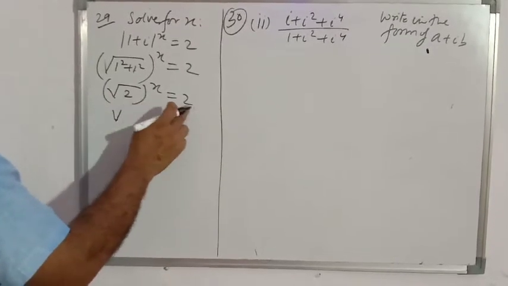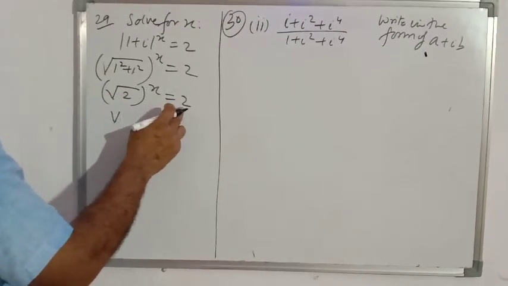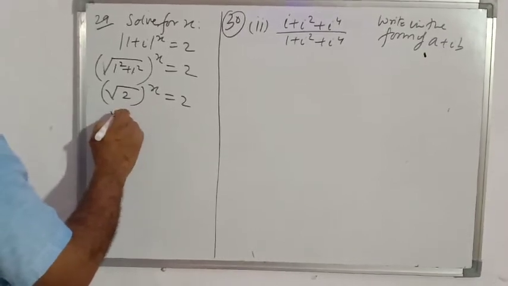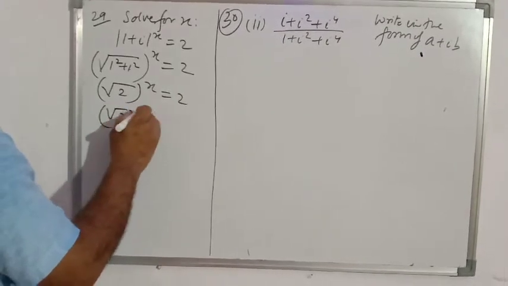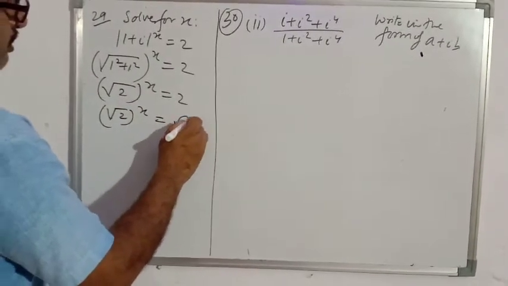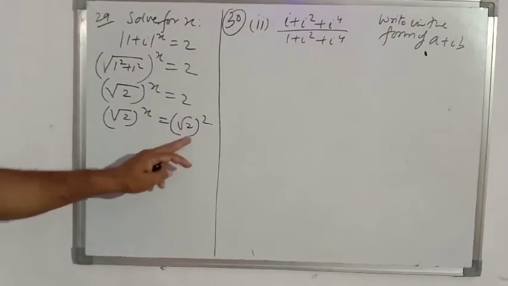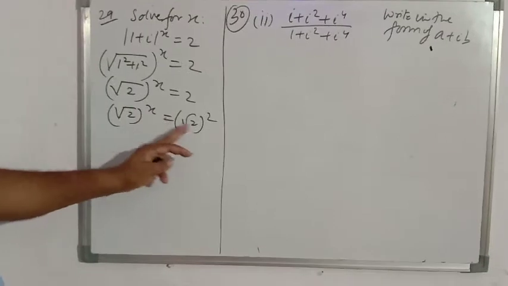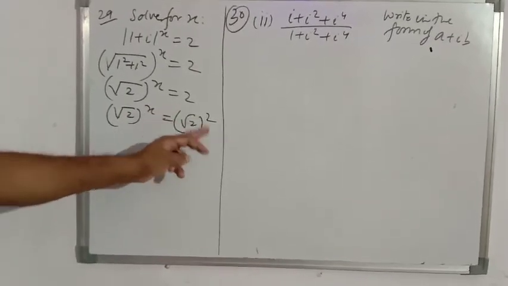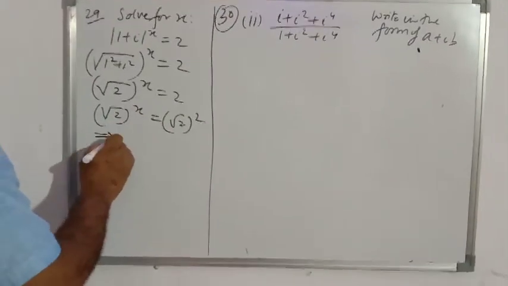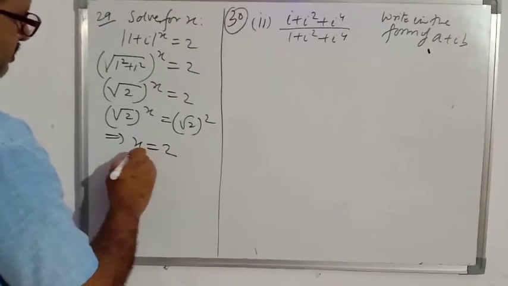We have to make both sides' base equal. 2 can be written as root 2 whole square. Now both sides have the same base, so the powers will be equal. So this implies x is equal to 2.